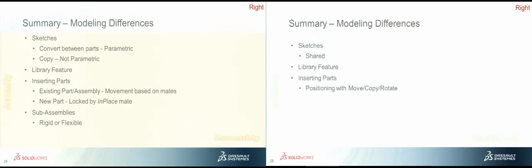Also, we saw different ways of sharing sketches. We saw the use of the library feature in both the individual parts and then in the multi-body. We inserted parts into parts. We positioned them using move, copy, rotate as the actual tool we used. Two different things we did with sketches. When I did convert entities, I have a parametric relationship between sketches. When I copied sketches, I didn't. Still use library part. Inserting parts, I had the advantage of being able to control all 6 degrees of freedom very easily.